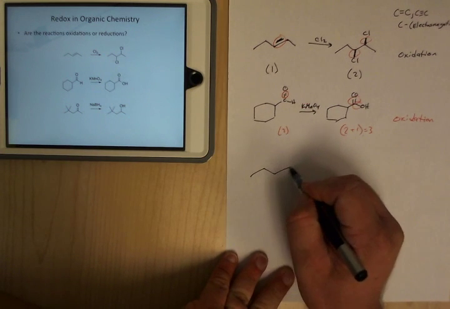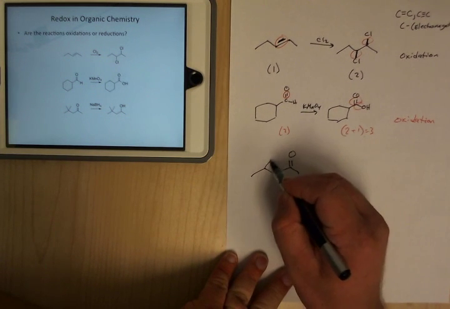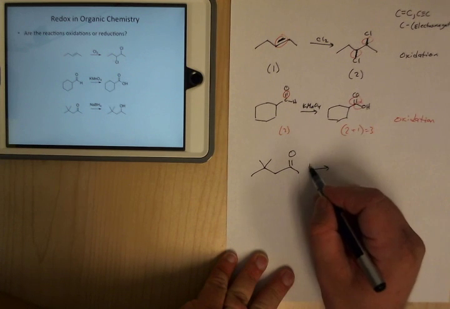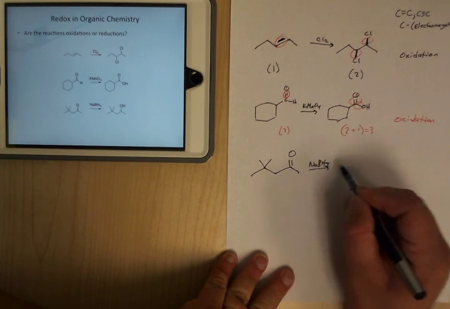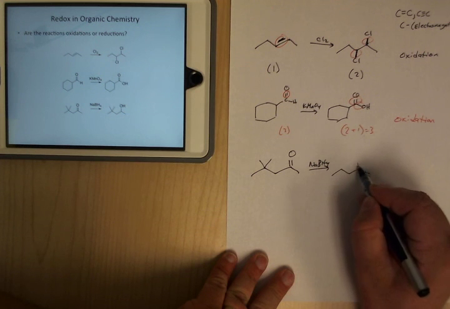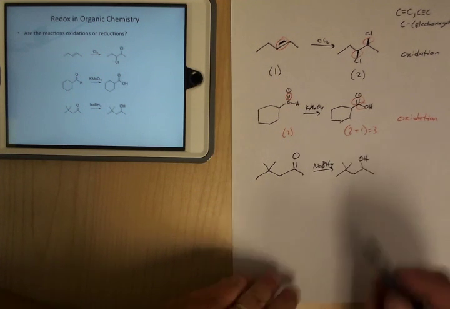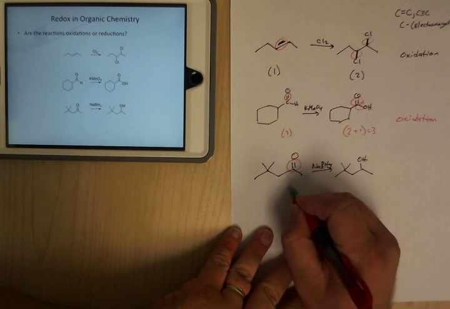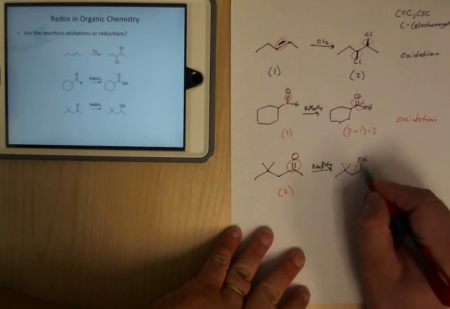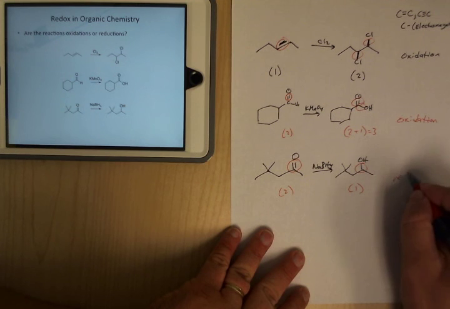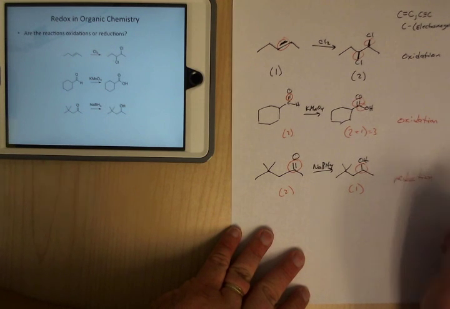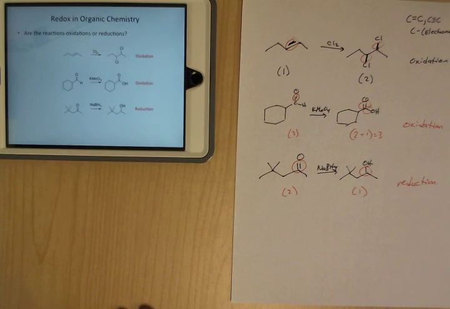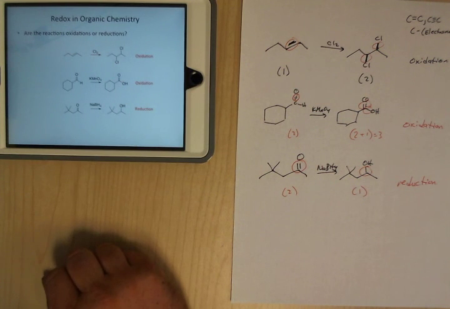This last one here, sodium borohydride. We're going from 2 to 1, so that's a reduction. There we go. That's what we got.